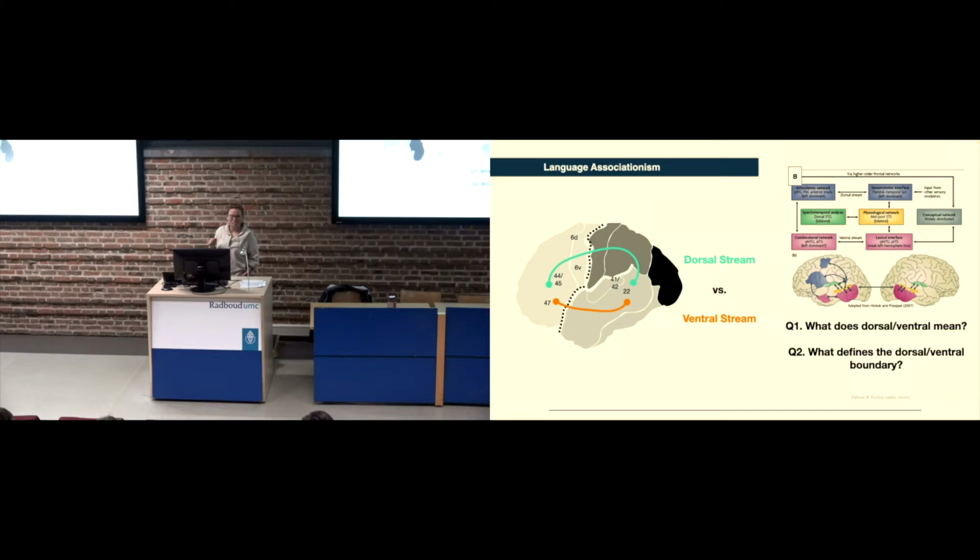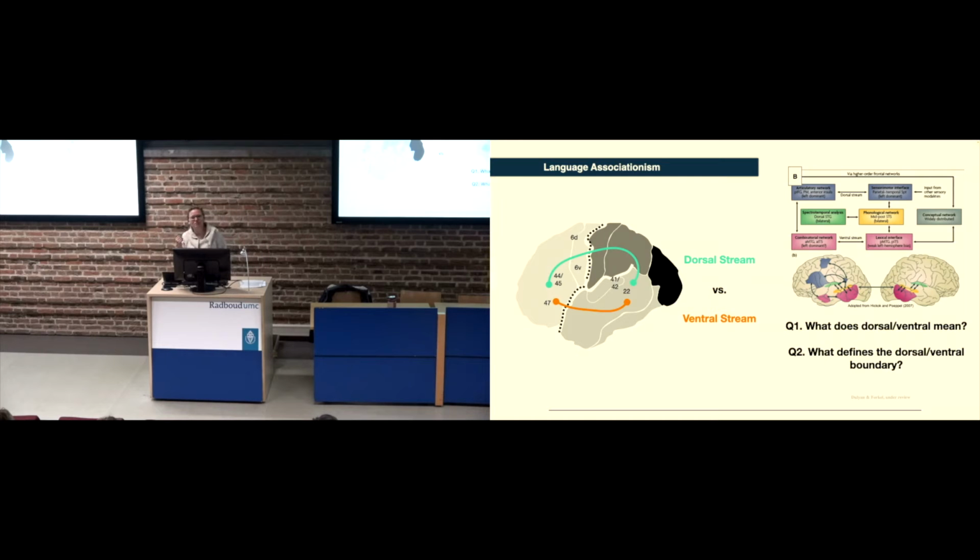Anyone? Yep. Dorsal is the top part of the brain, the downside of the brain. Brilliant. Correct answer. So top or bottom, or above and below, is what these terms mean.